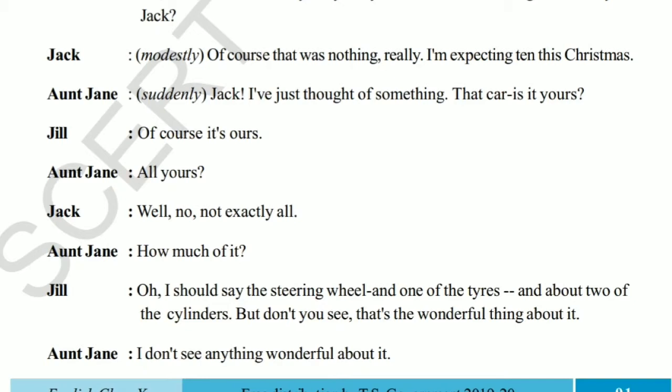So here a big conversation was going on between Aunt Jane and Jack and Jill. Aunt Jane asked how they bought all those things, and really it was very wonderful, my dear Jack and Jill. Not only that, the house was very, very beautiful, a lovely house. So how much are you paying as rent for this house? Then immediately Jack and Jill said, no, Aunt Jane, you are misunderstanding us. This is not for rent. This is our own home.